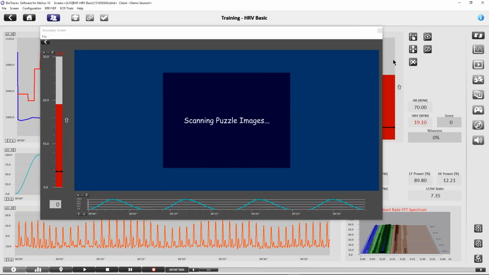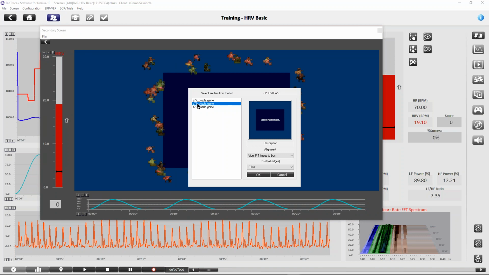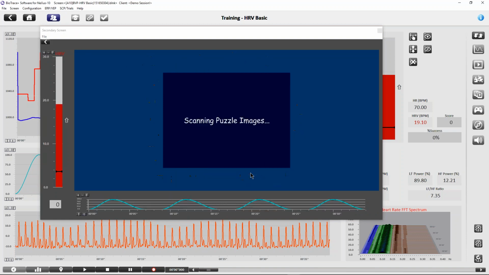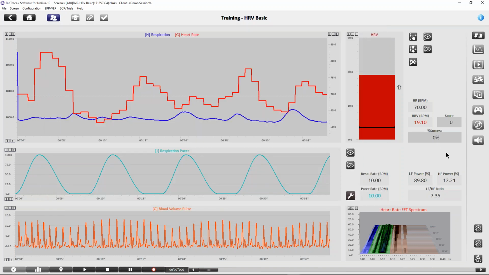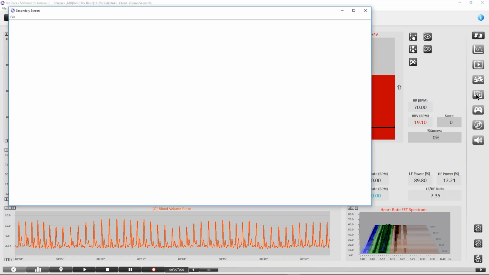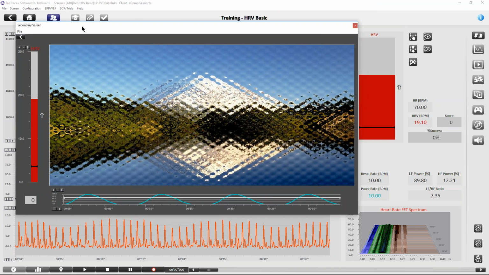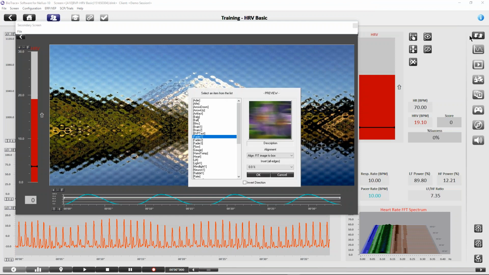The same would be true if I was using, for example, the puzzle display. If I've got the puzzle display up on my secondary screen and I click this change, then I can choose a different puzzle, and then it'll run through a different puzzle. And the same is true with the DVD player and other animation. If I have an animation, for example, and I want to change that again, I can click this button to access that.